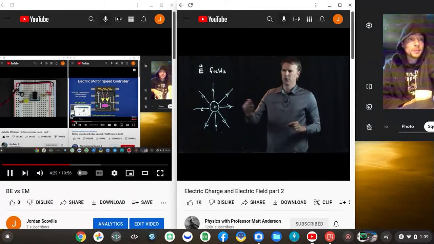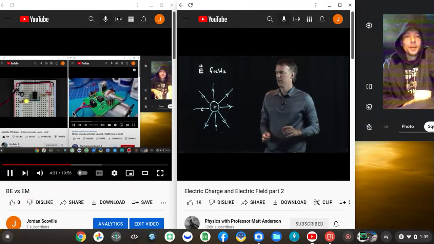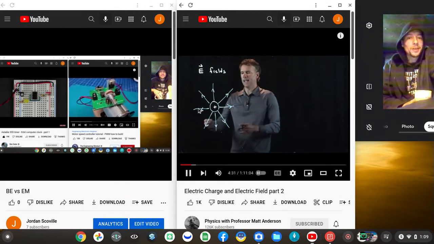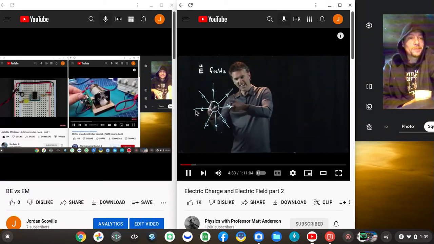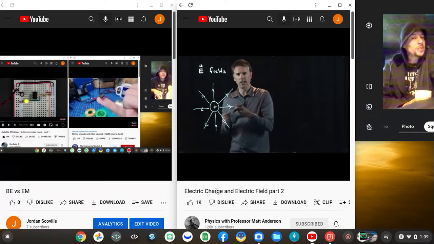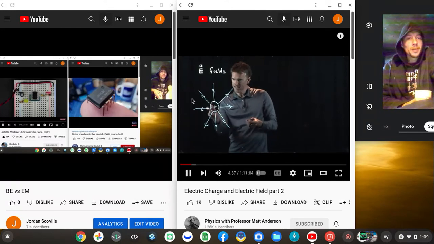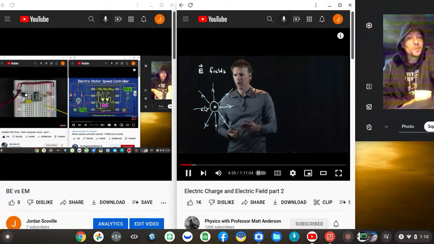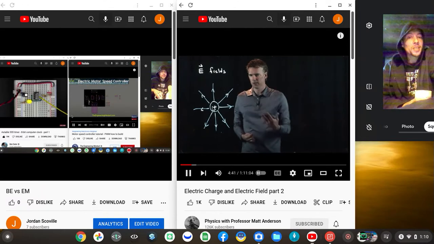The arrows indicate the direction of the electric field. The lines indicate the density of the field at some point. Where the lines are tight together, the field is strong. Where they are spread out, it is weak.